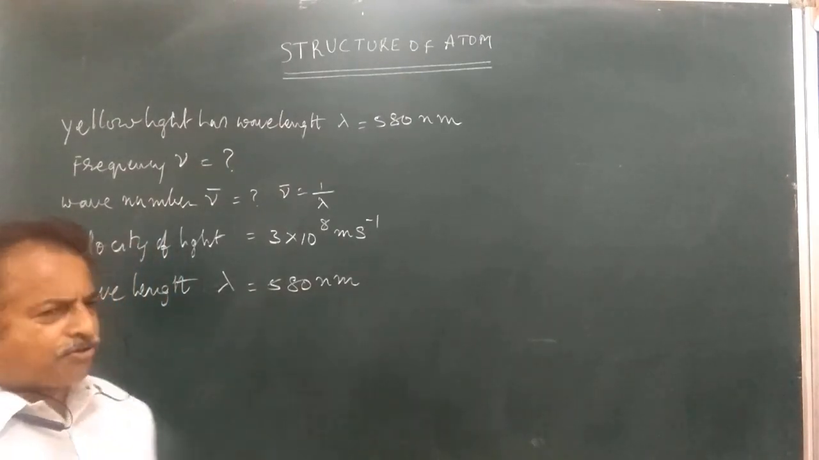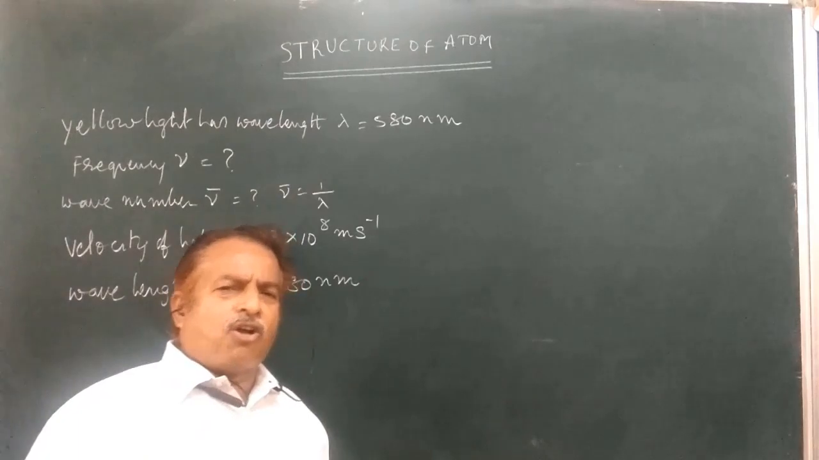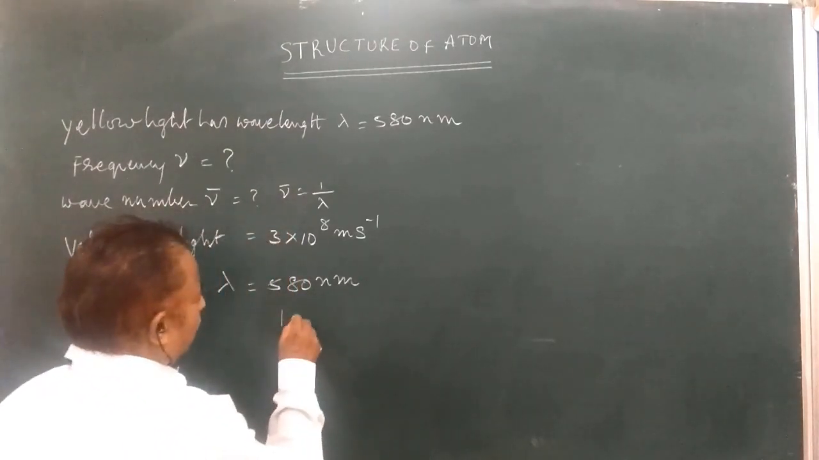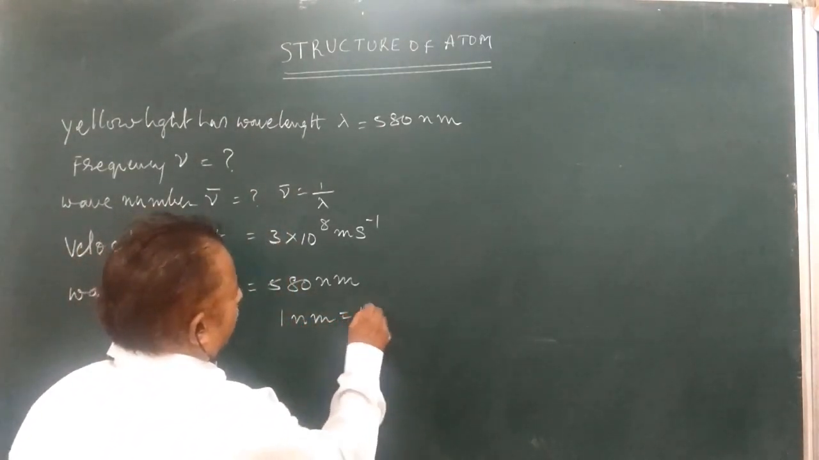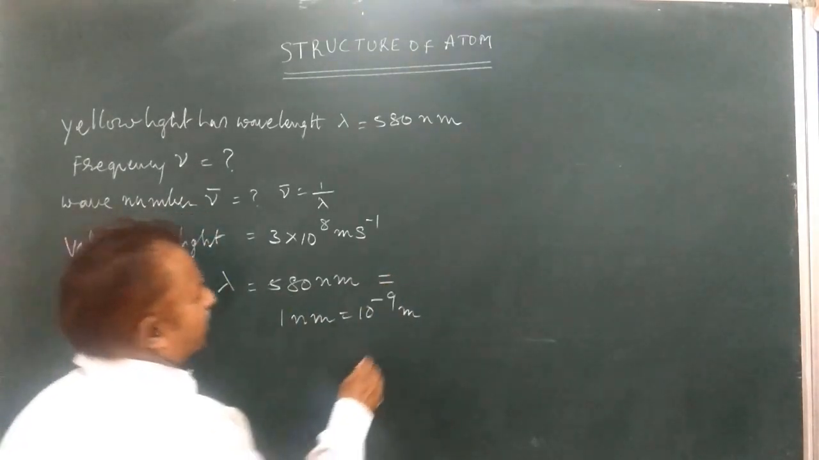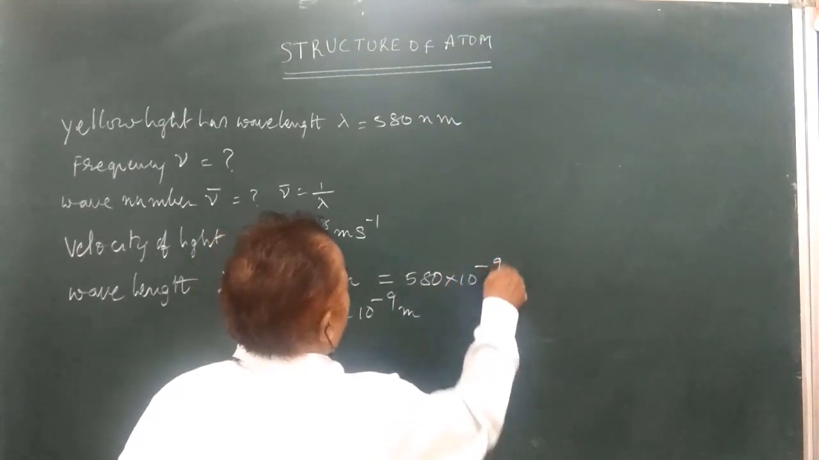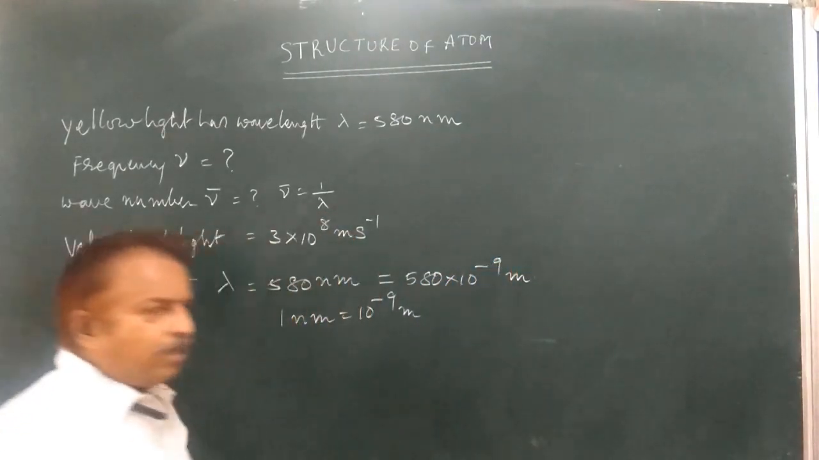Therefore, this nanometer should be converted into meter. 1 nanometer equal to how many meters? 1 nanometer equal to 10 to the power minus 9 meter. Therefore, this 580 nanometer equal to 580 into 10 to the power minus 9 meter.